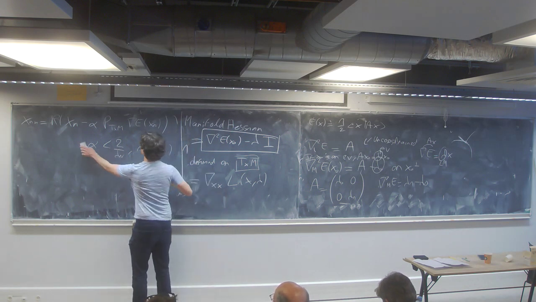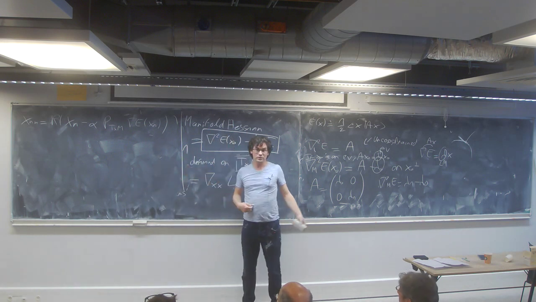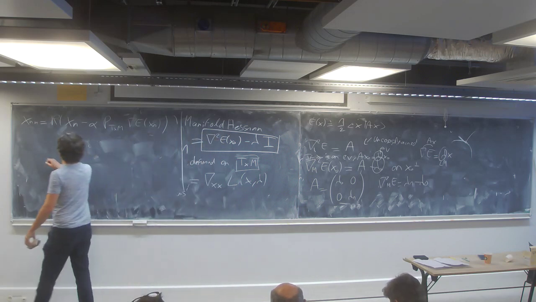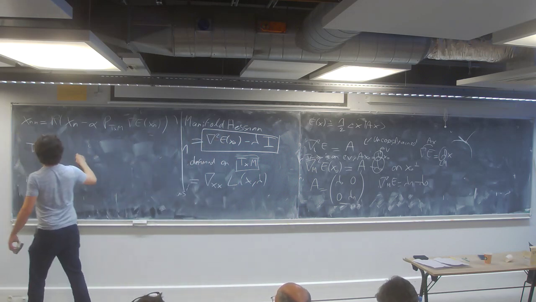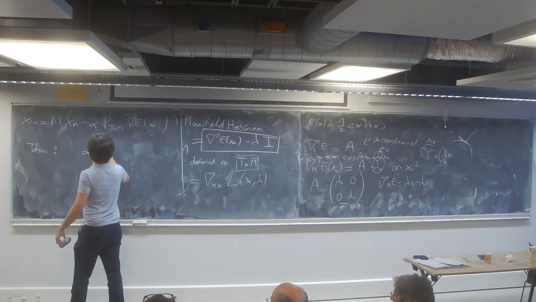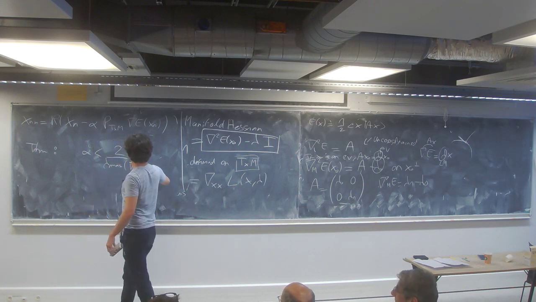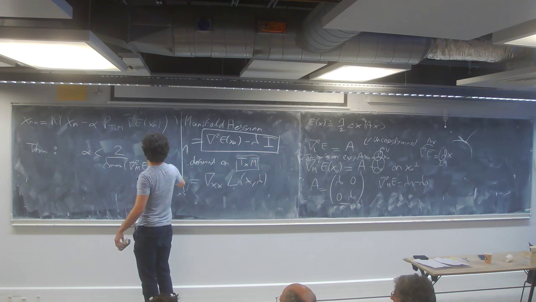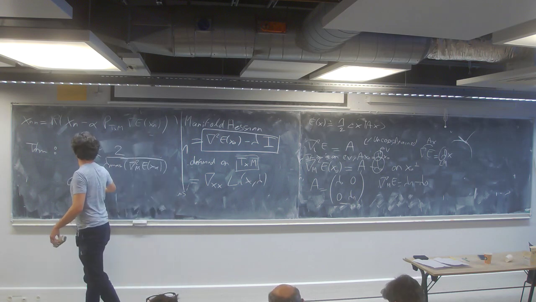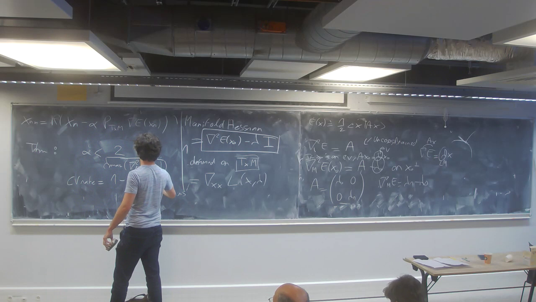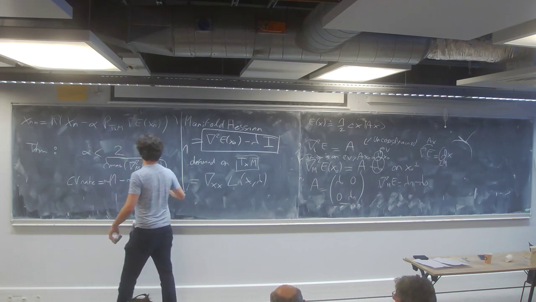So there was a matrix involved here, which is the Hessian. And now in the manifold case, what will play the role of the unconstrained Hessian? The manifold Hessian. So the theorem looks the same. I'm not going to repeat it because I'm lazy, but alpha will be 2 over the lambda max of the manifold Hessian. And then the convergence rate will be equal to 1 minus alpha lambda min, max of that and that.